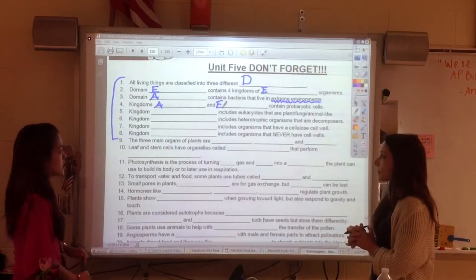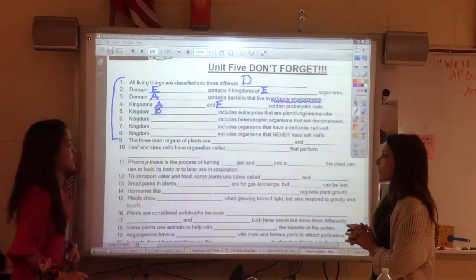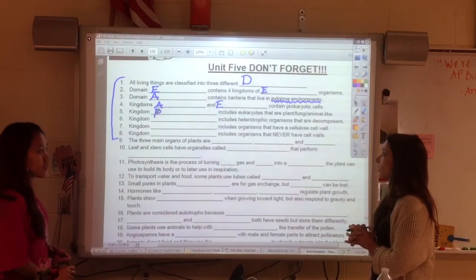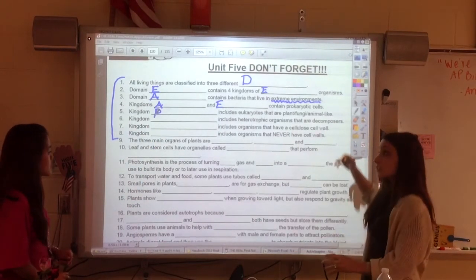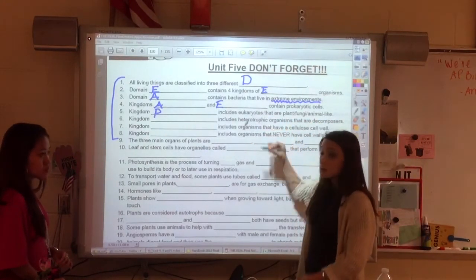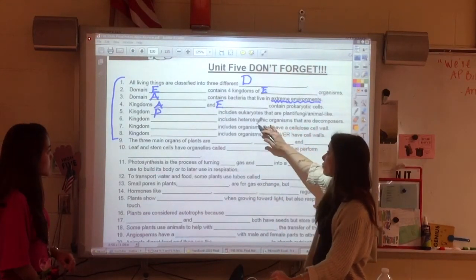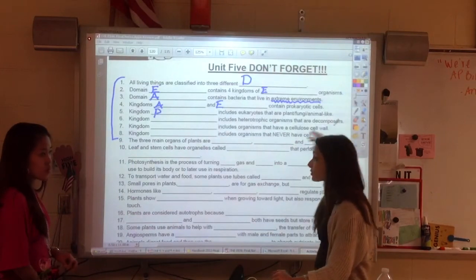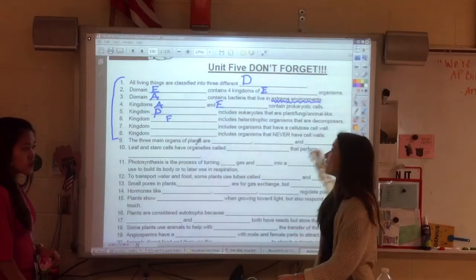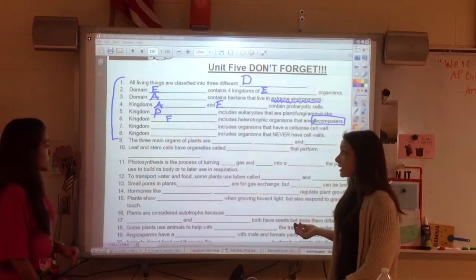Number 5, kingdom P. P includes our eukaryotic cells that are plant-like, fungi-like, and animal-like. And so really, in order to be able to solve 5 through 8 or 4 through 8, you kind of want to look at the big picture. So the next kingdom includes heterotrophic organisms that are decomposers. So this is going to be the kingdom that starts with the letter F. And we do really want to know that they are decomposers, that they help break down waste.